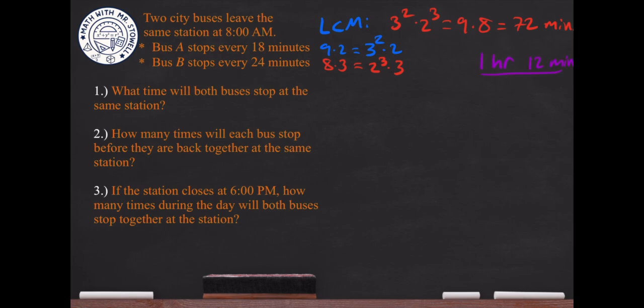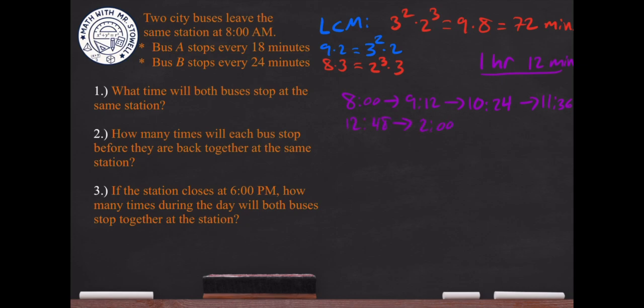So what time will they be back together? We start off at 8 a.m. We then are going to be back together an hour and 12 minutes later, so that'd be 9:12. Then they will be back together again at 10:24. Then they will be back together again at 11:36. Then they will be back together at 12:48.